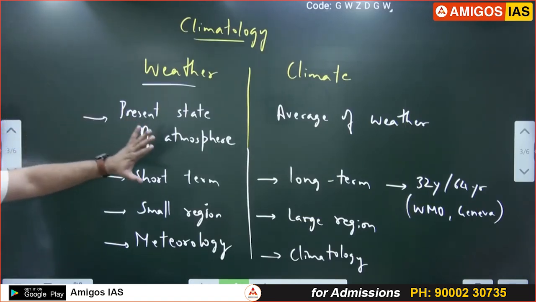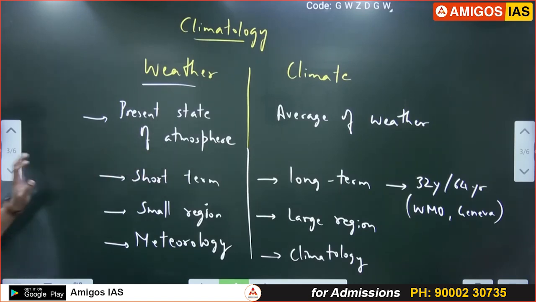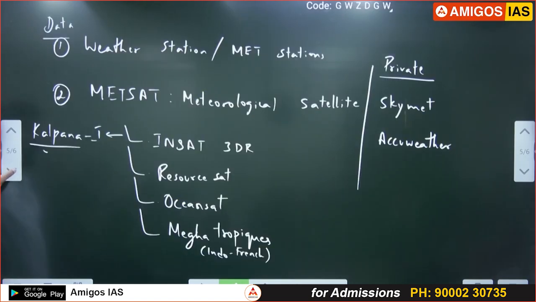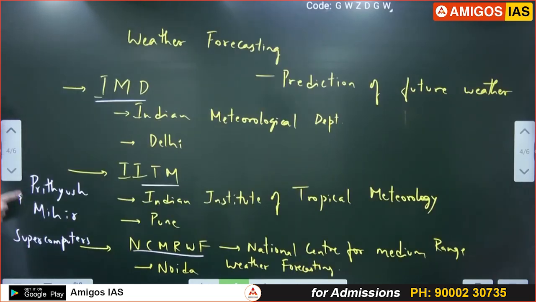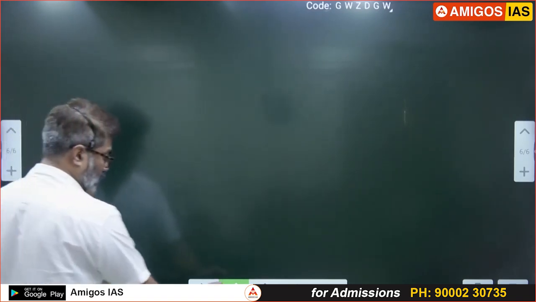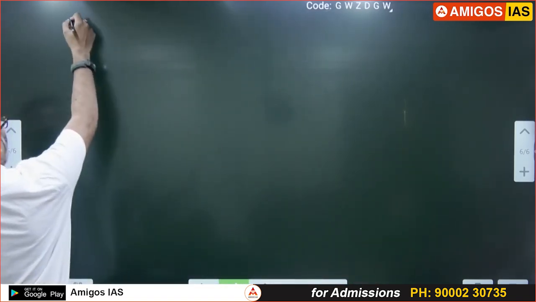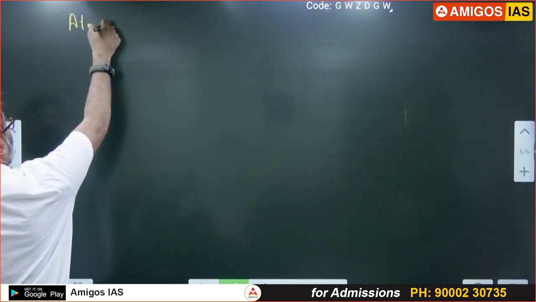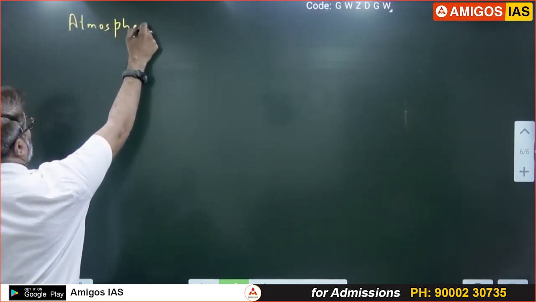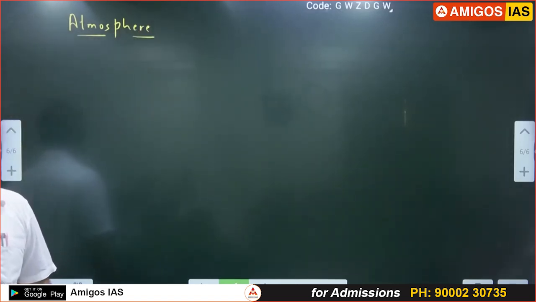What is weather and climate? Correct. I am still in the introduction now. Data, how we get data and how we process data using supercomputers, that also you know. Now, please write. Next heading is atmosphere. Atmosphere.